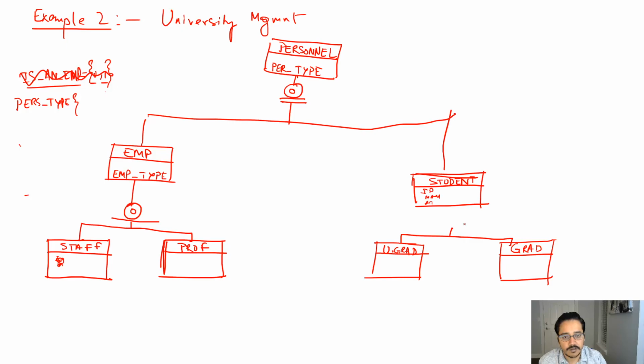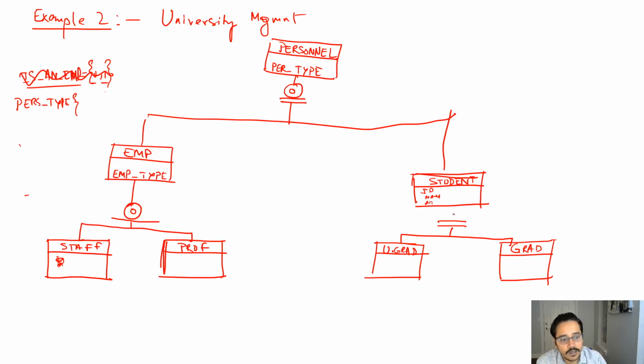The participation is asking, can a student be undergrad and grad, or can there be something else? So that is again a good question, right? You have to think about that. So just for the sake of simplicity, let us put it as complete right now. So that means a student has to be either an undergraduate or a graduate student.